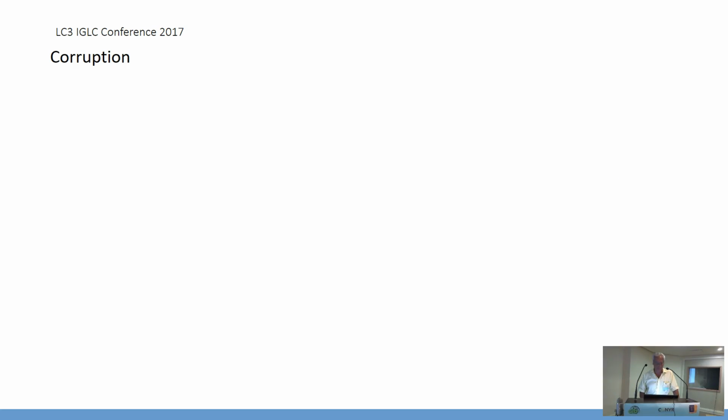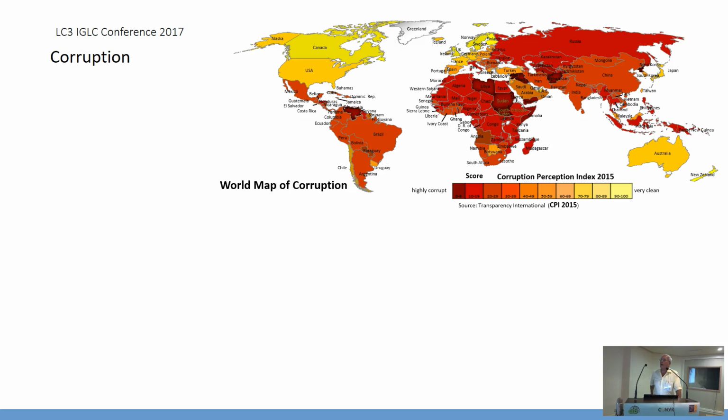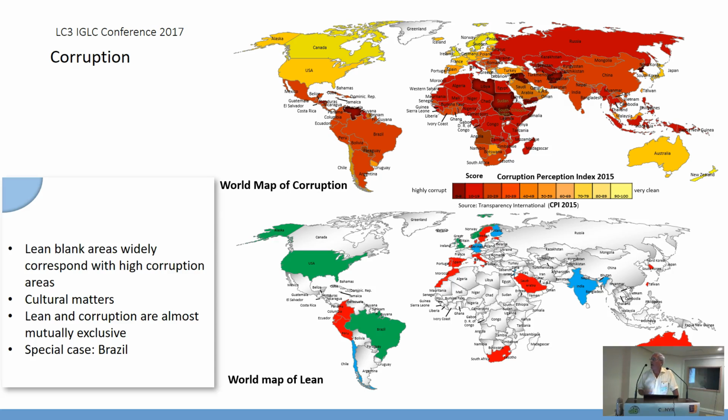Here comes my special contribution. We have here a world map. There are several world maps of that nature. This one is from Transparency International, but there is one from the World Bank and from other organizations. They are pretty much the same. Here, the deeper red you are, the more corrupt. Now when we put in the lean world map, with some exceptions, you find a pretty good match between the lean white areas, the blank spaces, and the red corruption. And that's not a surprise, is it?